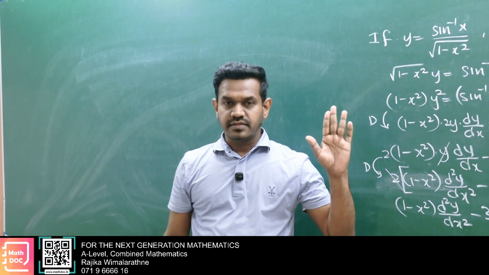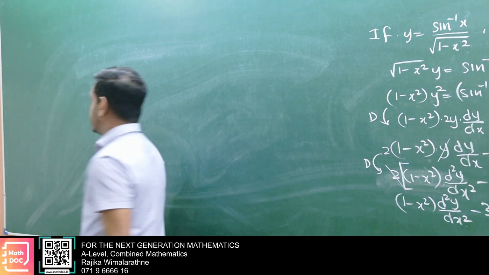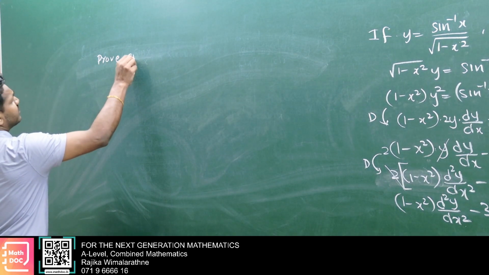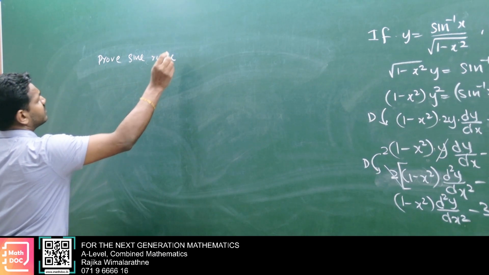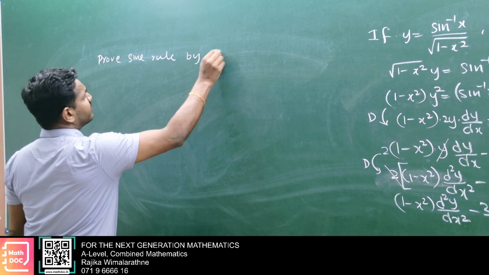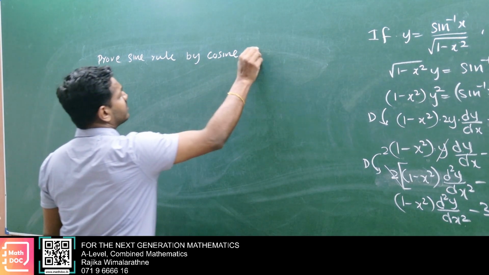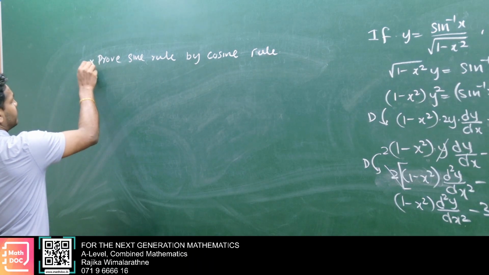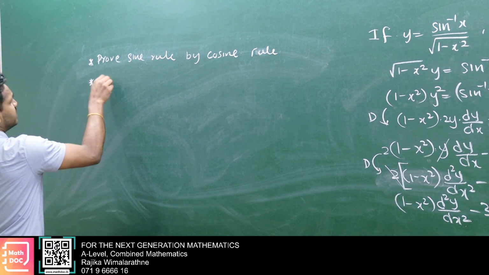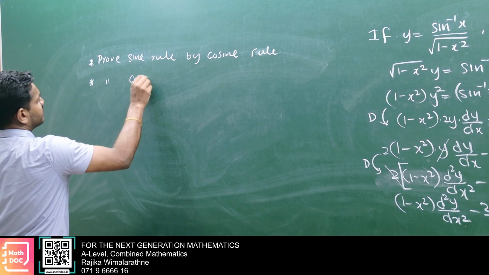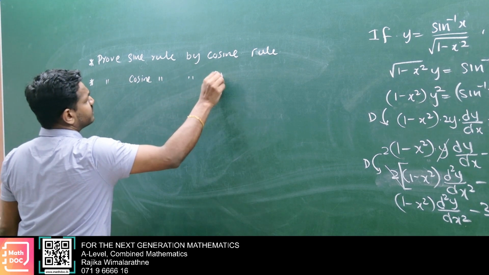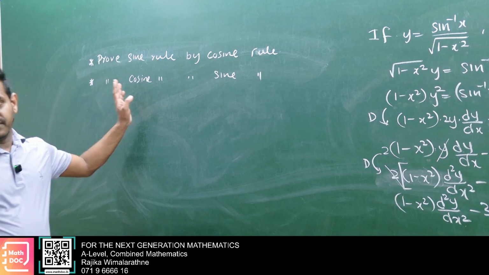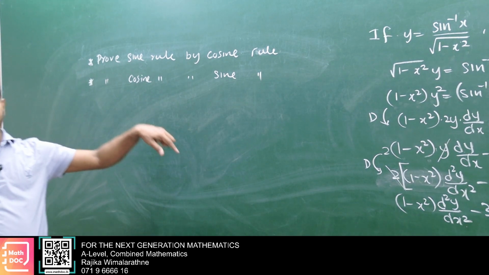Okay. Then you try this. Prove sine rule by cosine rule, and also prove cosine rule by sine rule. Prove sine rule by cosine rule and cosine rule by sine rule. Continue.